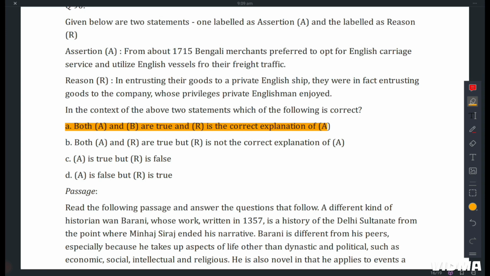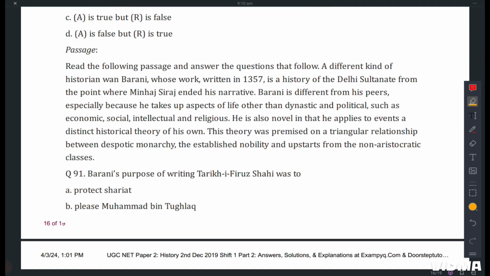Then, interesting, their goods were put on the English ship, that is our reason. So they had built the trust of the local merchants. Therefore the English were sensible and very trustworthy when it comes to business. Therefore the local merchants, the Bengali merchants, were trusting them with their goods, and therefore they were enjoying the privileges and the opportunities which came with the transportation.